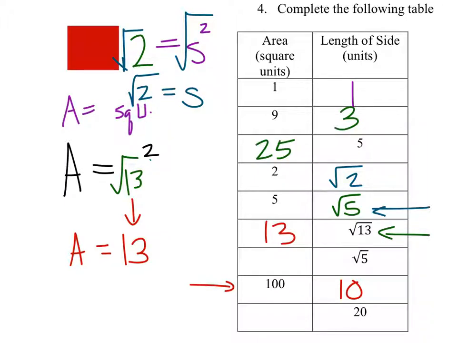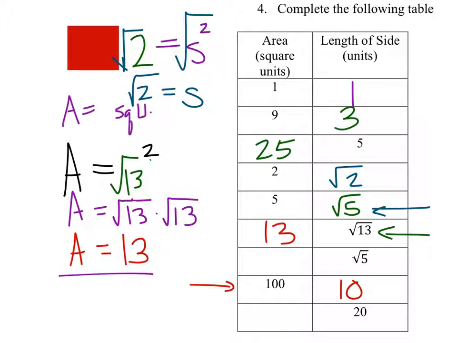Another way we can look at this, and you could put this into a calculator, is that the area, right, is the side length times the side length. So I can say my side length is square root of 13, and then I can multiply it by itself, square root of 13. And if I put this into a calculator, I should get just 13 right here.